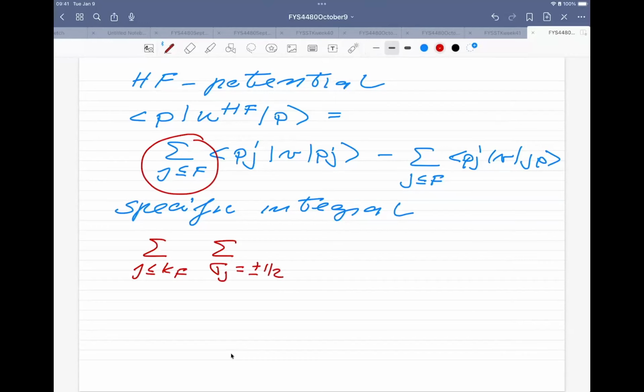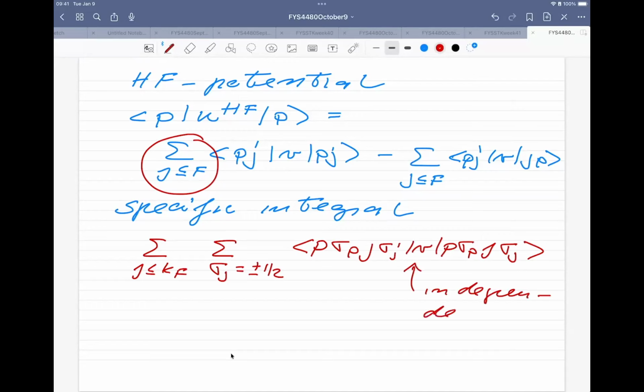So previously, when I looked at this J, I didn't care about spins. But now I have to be a little bit careful. So I would have a P, a sigma P, a J, and a sigma J, and then I have my interaction, and then a P, a sigma P, and a J, and sigma J. One thing you need to keep in mind now is that this quantity here is just a Coulomb interaction. It's independent of spin.